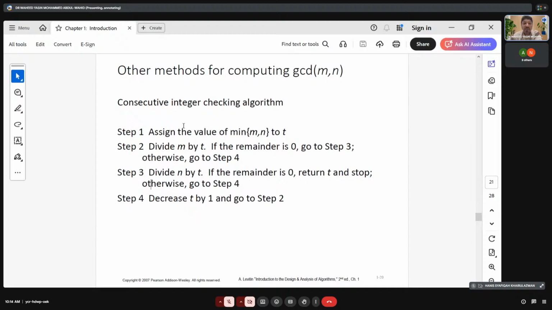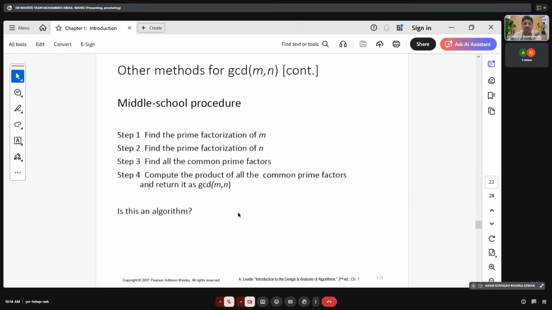the consecutive integer checking algorithm. Here is another algorithm: assign the value of the minimum of m and n to t. Divide m by t; if the remainder is 0, go to step 3, otherwise go to step 4. Divide n by t; if the remainder is 0, return t and stop, otherwise go to step 4. Decrease t by 1 and go to step 2. This is one of the other methods for GCD.